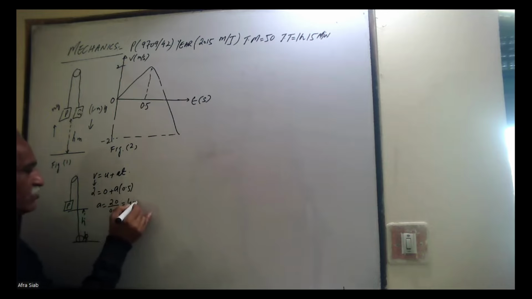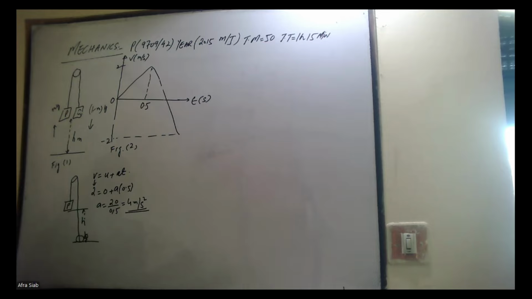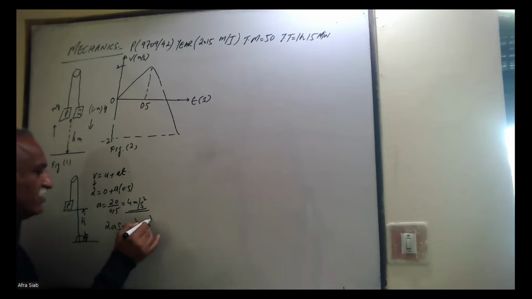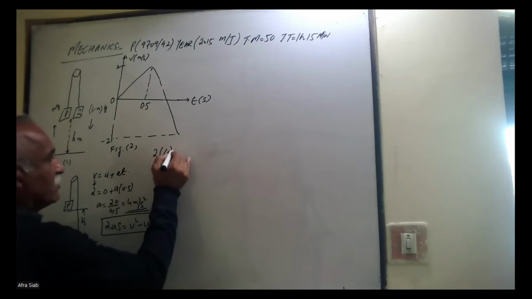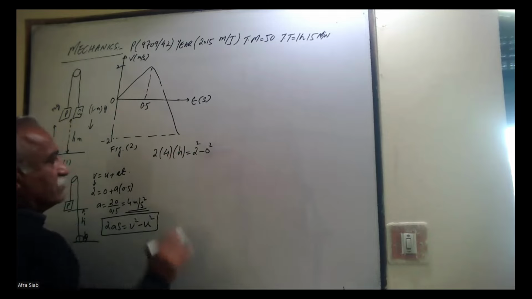So that is equal to 4 meters per second squared. That is the acceleration of that particle Q when it is going to hit the ground. Now, because they are connected, they will move with the same acceleration. So we can use this equation of motion, 2as equals v squared minus u squared, for the height there, where acceleration is 4, height is h, and v squared is 2 squared minus 0 squared.